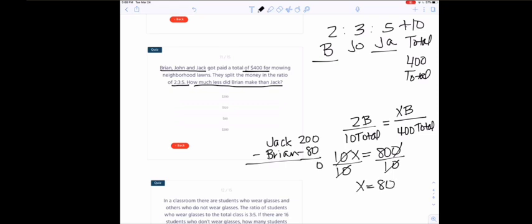0 minus 0 is 0. I can't do 0 minus 8, so I borrow, and this becomes a 10. 10 minus 8 is 2, and 1 minus 0 is 1. So what's the difference between Jack and Brian? $120. Okay, that one was a little bit different because we had to find 2 of them, and we had to subtract them from each other, but it's still the same concept. These kinds of questions, you really have to think through them and read the question carefully, okay?